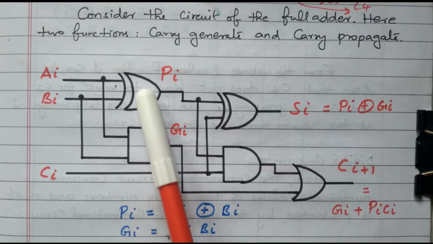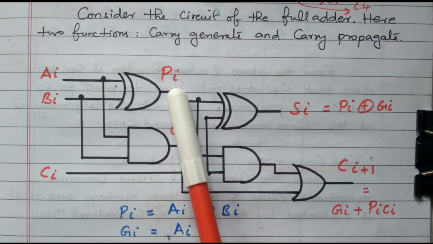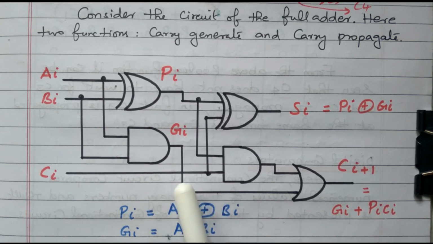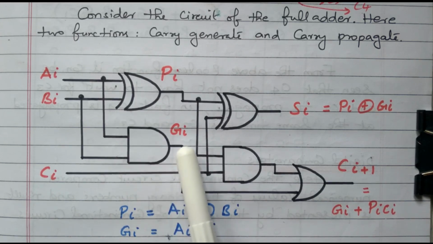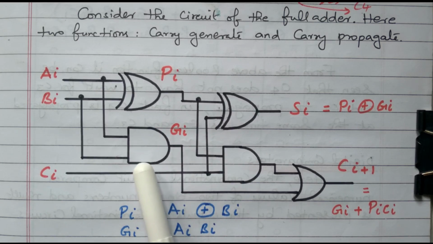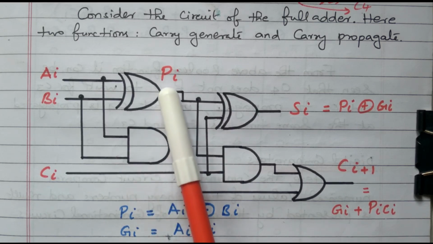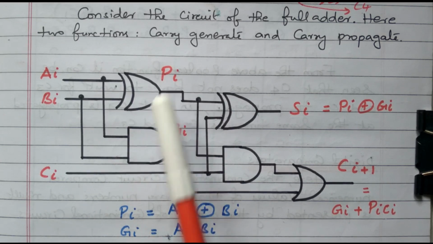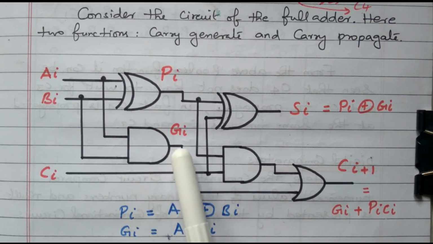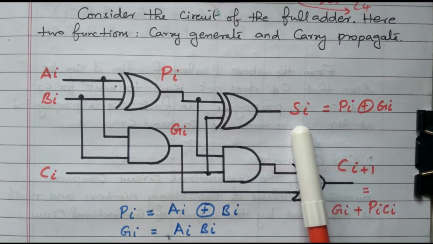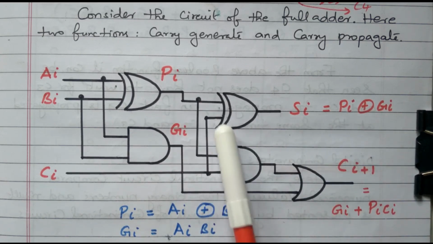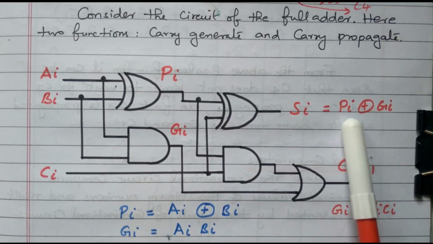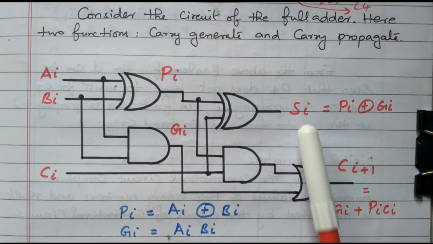In this carry look ahead adder we have the two functions, Pi and Gi, carry propagate and carry generate. The carry propagate is generated from the XOR gate, and Gi is generated from the AND gate. By using the AND gate we get Gi, and by using the XOR gate we get Pi. By using this Pi and Gi we can generate the sum and carry. The sum is Pi XOR Ci. So Pi and Ci are given to another XOR gate, and the output is the sum Si.